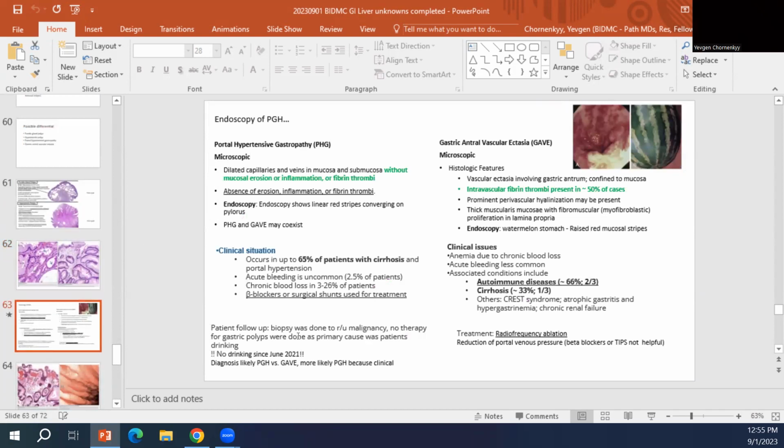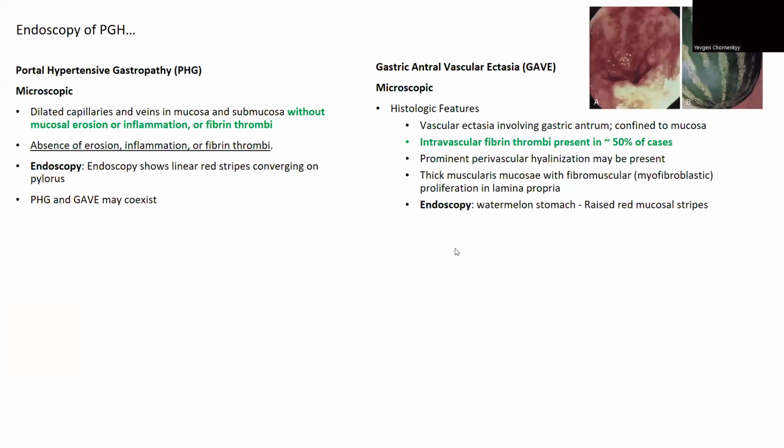So the differential here, this is the slide that's more interesting. We either have PGH or GAVE. I don't know how to pronounce it right. You should see this hypothetical watermelon stomach that's only been reported in case reports. I don't know, it just exists.